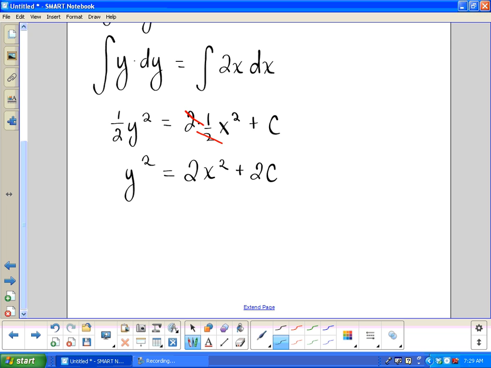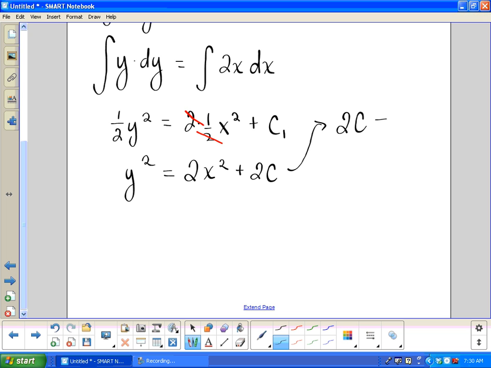Now, when you're manipulating constants, the way that your textbook does it is they initially call it C1, which I think is just a little confusing. I'm just going to call it C. Since we don't know what the constant c is, and it represents any constant that's out there, 2 times that constant still just represents any constant that's out there.